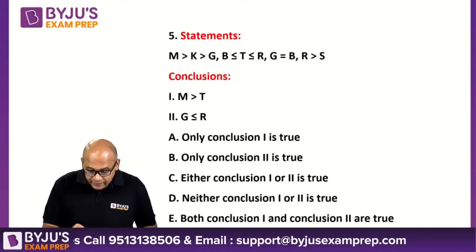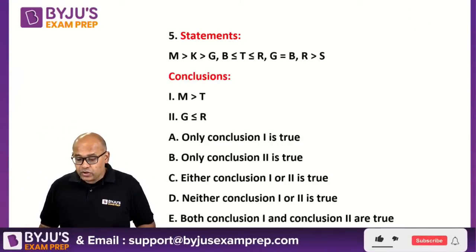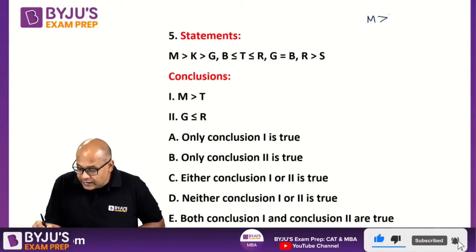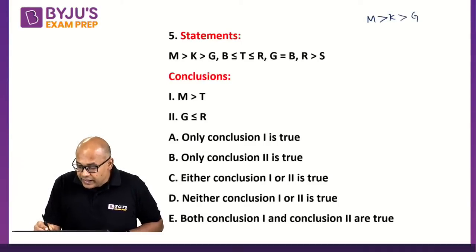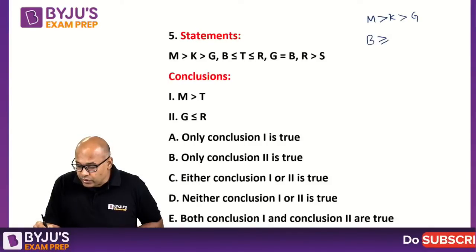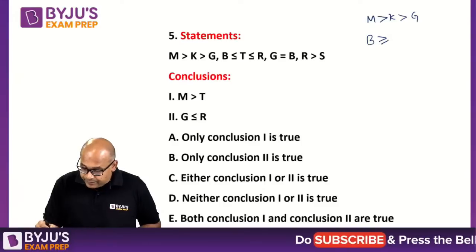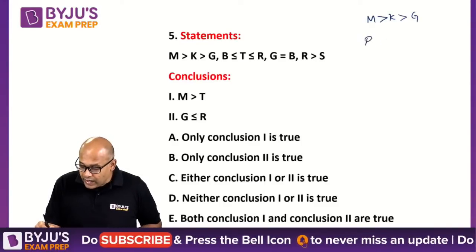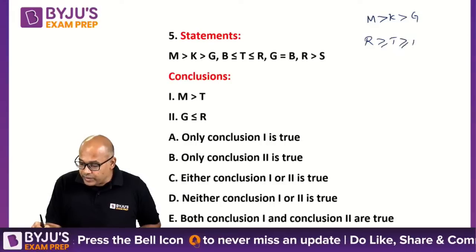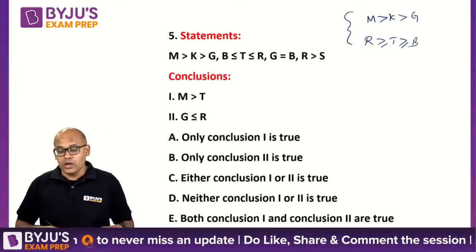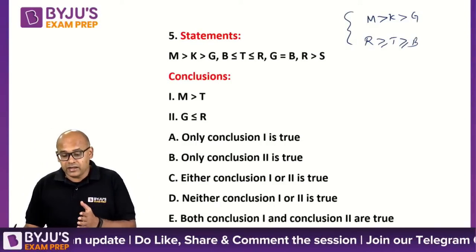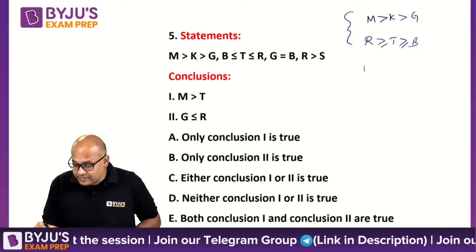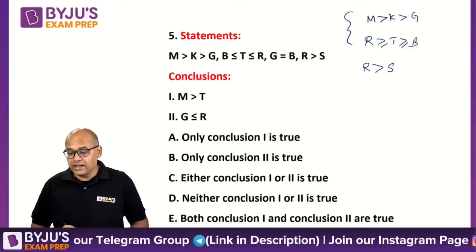Right, so we have M and T to be looked at. Let me put everything in one direction. So I have M greater than K greater than G. Then I have B greater than or equal to, or not B, sorry, my bad. I should start from the other side because I'm writing in terms of greater than or equal to. So R greater than or equal to T greater than or equal to B. As of now, there is no connection between these two because MKG and RTB are all different. Then I have R is greater than S.